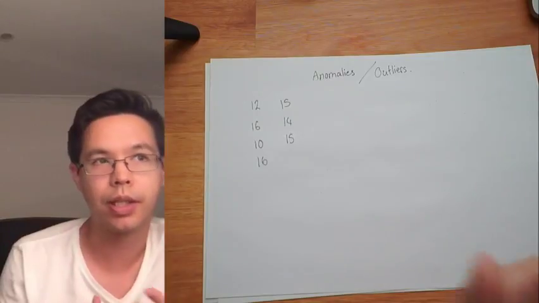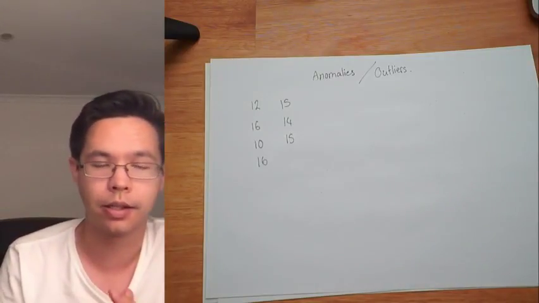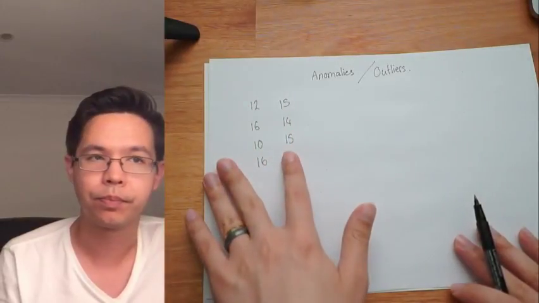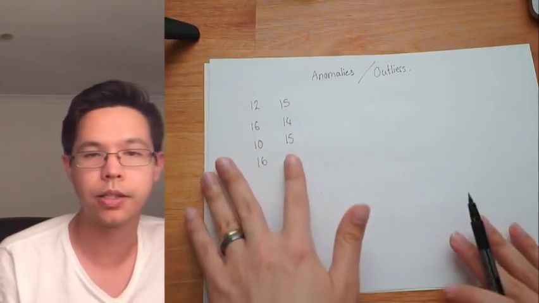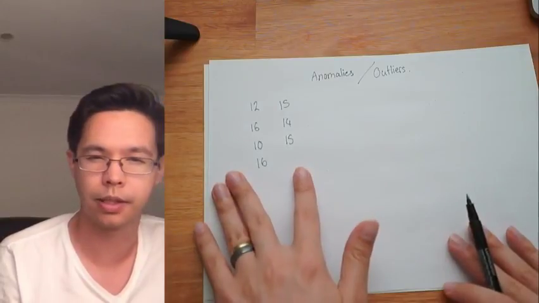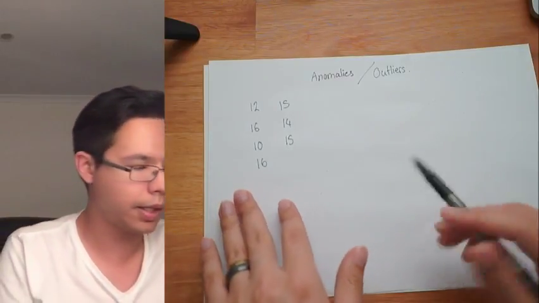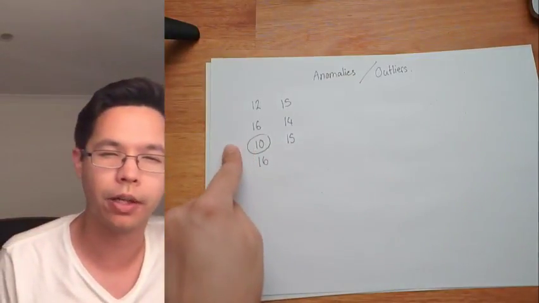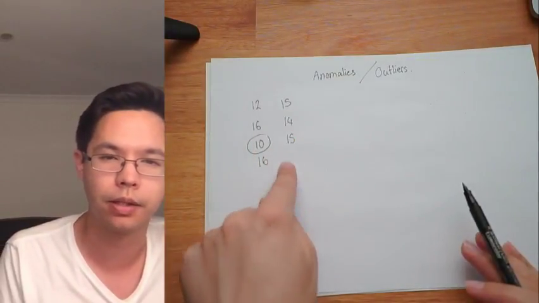If I was to analyze this data, is there anything here that doesn't seem like it belongs with the rest of the data? Okay, in that case, it would be this number here. 10 is quite far away from the other data points here.